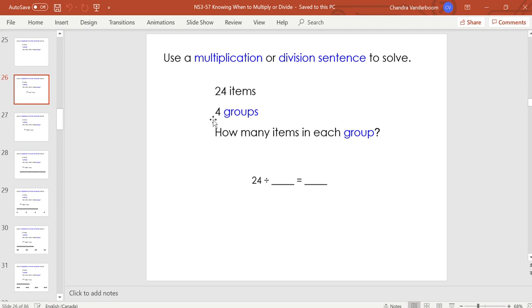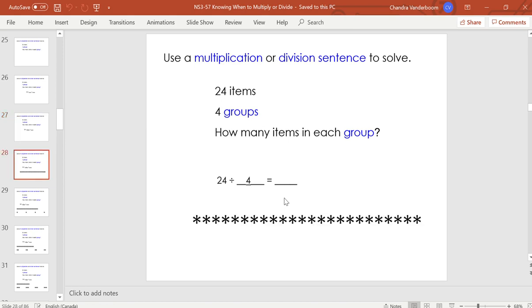Well, we know we can fill in part of it because we know there's 4 groups. So 24 altogether divided by 4 groups. So we're partway there. Now we need to figure out how many items are in each group. Well, we can do 2 things. We can do our skip counting or we can do drawing out. This time I decided to draw them out because we just had lots of practice with skip counting.